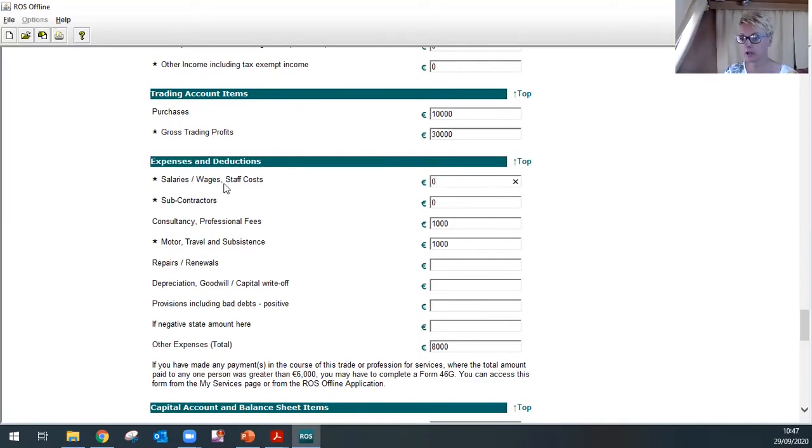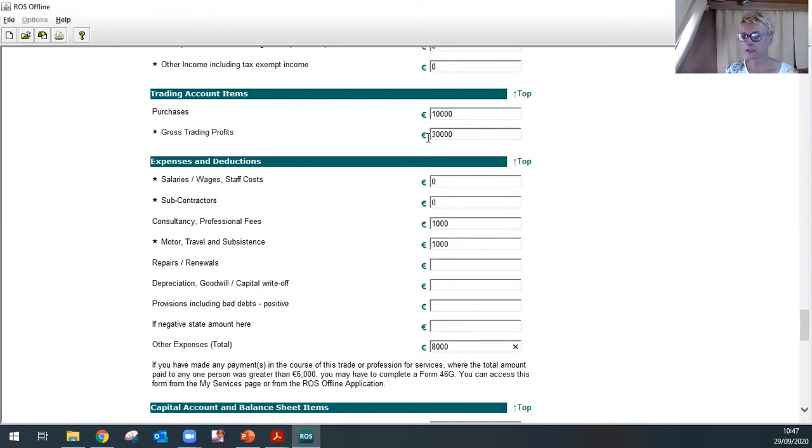Kate doesn't employ any people, so there are no salaries or wages. She didn't pay any subcontractors, so there is 0 here. She paid 1,000 in consultancy professional fees like accounting, legal, so 1,000 goes here. She had 1,000 of motor and travel expenses, and other expenses in total 8,000.